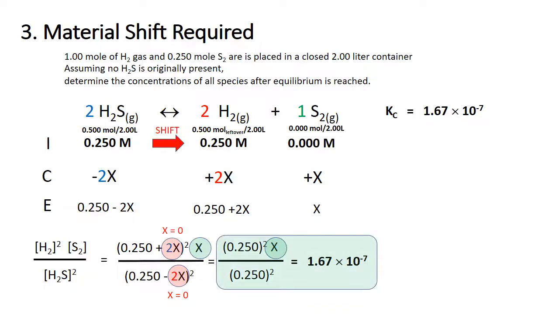The arithmetic in this case will have to solve. But we only have one value for x to solve, and as the 0.25s cancel top and bottom, we're able to very easily, with no additional work on our part, determine that the value of x in this case is equal to 1.67 times 10 to the minus 7th.